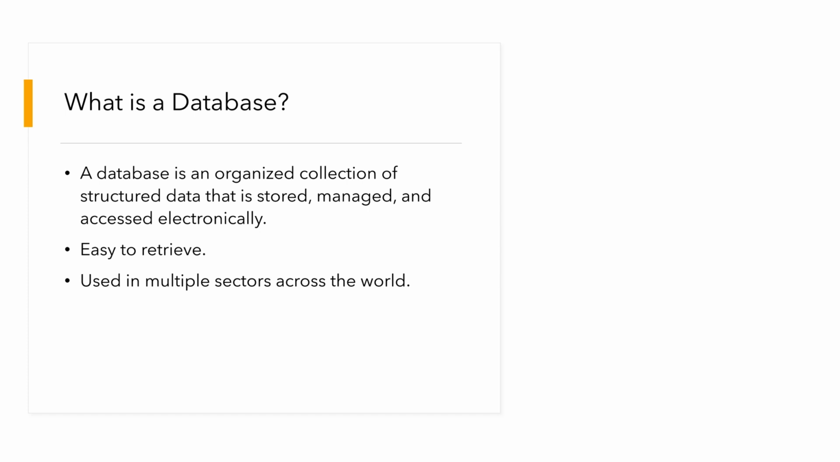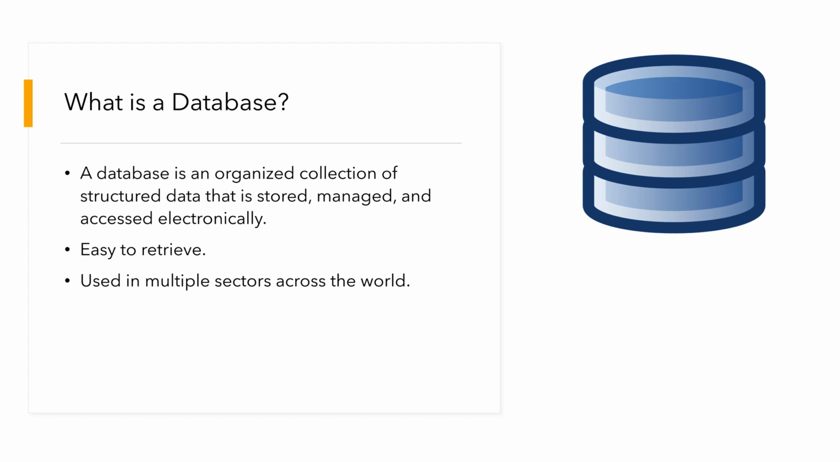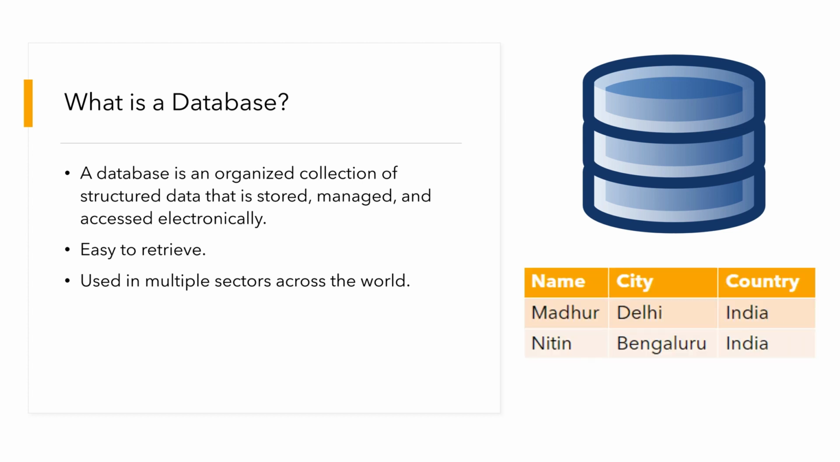So what is a database? A database is an organized collection of structured data that is stored, managed, and accessed electronically. The structured data is most of the time stored in the form of tables with rows and columns, as you can see in a very small table here. The other figure that you see is a general picture to represent a database. As data is stored in the form of tables, it becomes easy to read and retrieve it. Databases are used across multiple sectors in the world to store data securely.